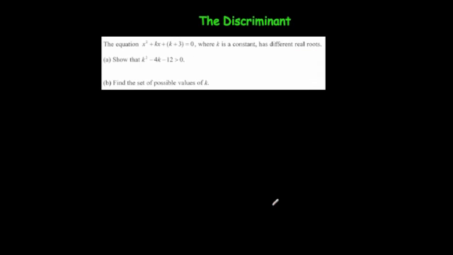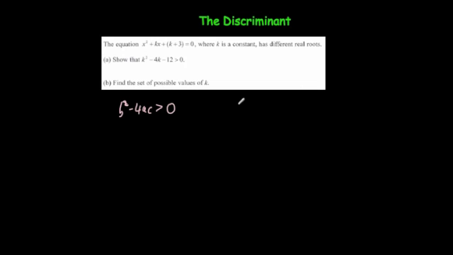Okay, our next example says the equation x squared plus kx plus k plus 3 is equal to 0, where k as a constant has different real roots. In other words, it's got two distinct roots. So we know that b squared minus 4ac, because it's got two distinct roots, is going to be bigger than 0. It then says show that k squared minus 4k minus 12 is bigger than 0.